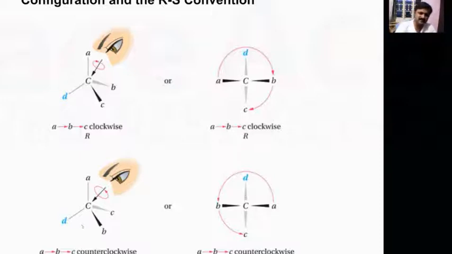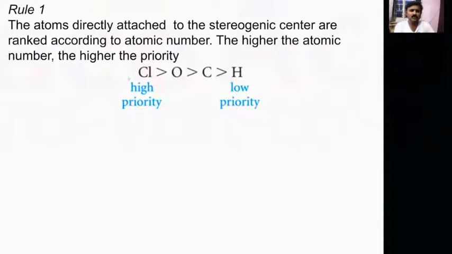So the three-dimensional approach and the two-dimensional approach diagrams, if you observe, on the left side you have the three-dimensional approach, and the counterclockwise rotation is giving S configuration depending on the priority order. See rule number 1, what is actually the rule to identify all these RS configurations?